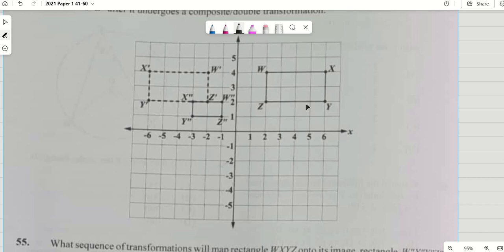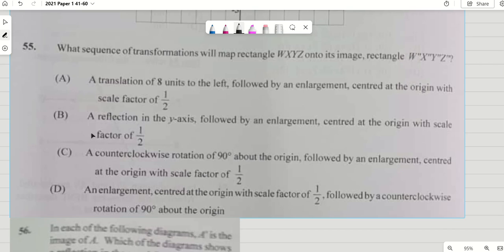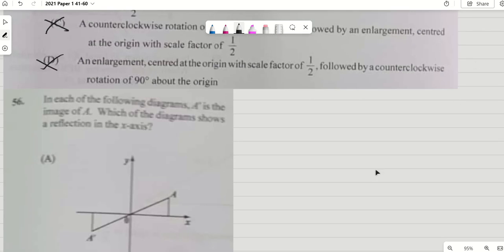So what process had to go through? It went from WXYZ to this first prime WXYZ. If we see that they are inverse of each other, we know that it is a reflection. So you look for the one that has reflection. A has translation, this is not a translation. C has clockwise, that's rotation. D has enlargement, right? But the answer is A. A reflection in the x-axis followed by enlargement centered at the origin. You didn't even need to know the enlargement because all of them had the enlargement centered at the origin of a half. So you didn't need to find out that. You just needed to find out the first transformation.